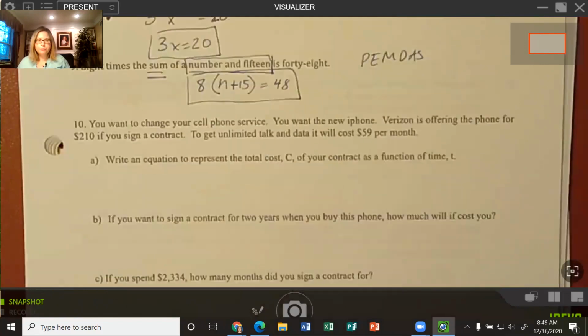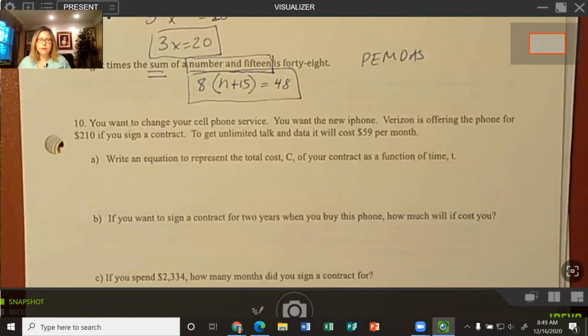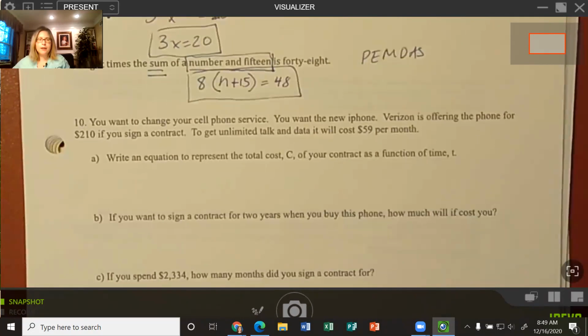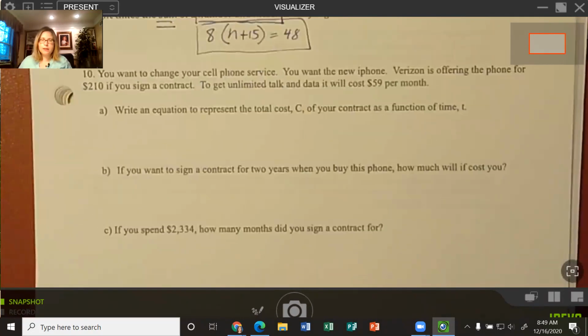Number 10, you want to change your cell phone service. You want the new iPhone. Verizon is offering the phone for $210 if you sign a contract. To get unlimited talk and data, it will cost $59 per month. Write an equation to represent the total cost C of your contract as a function of time T.